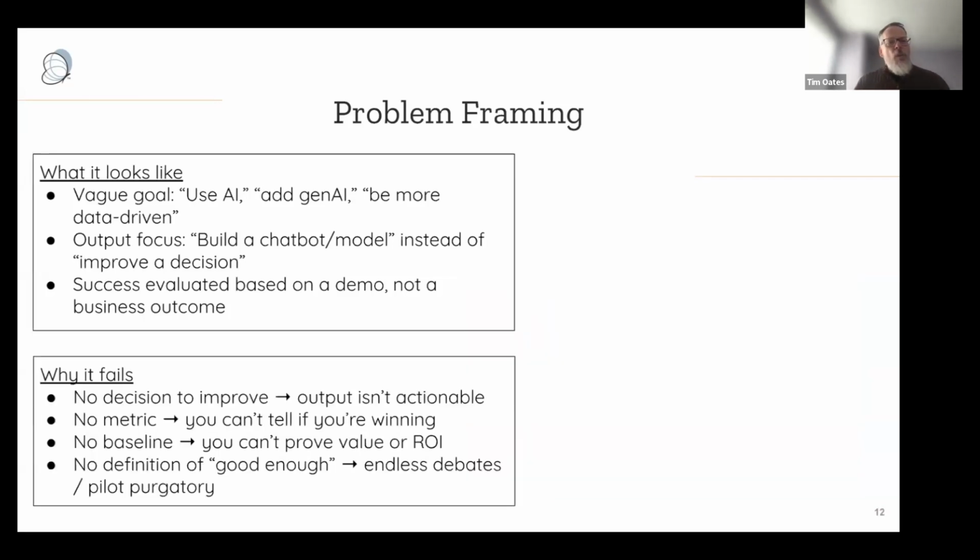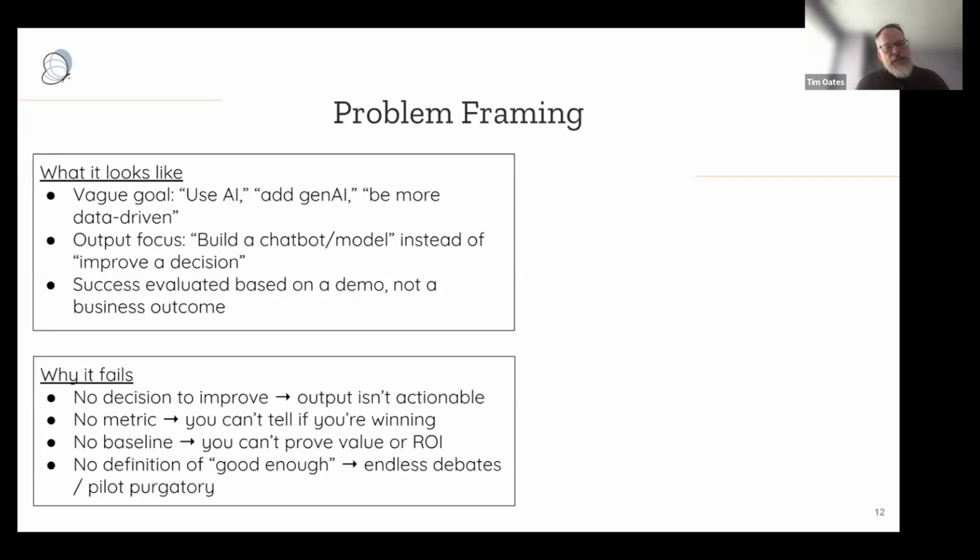So, why do the projects fail when it's vague? We want to be more data driven. The problem is you haven't identified a decision or a pain point that you want to improve, and so it's hard to be actionable with the output of it. If you don't have a metric, you can't tell if you're winning. You also need to know, if you're trying to improve something, how's it going today, right? If there's no baseline, if you can't say that's the thing we're trying to improve, then you can't say here's what the ROI is.